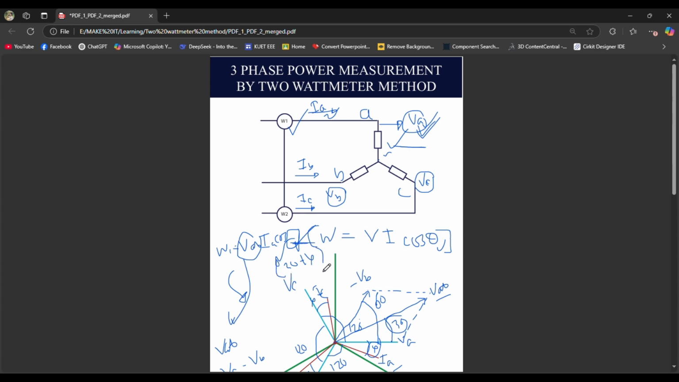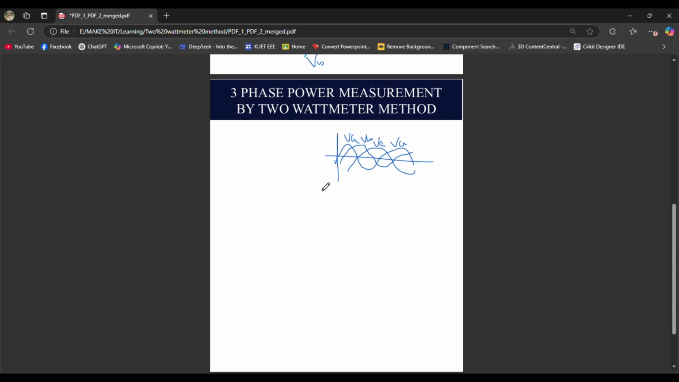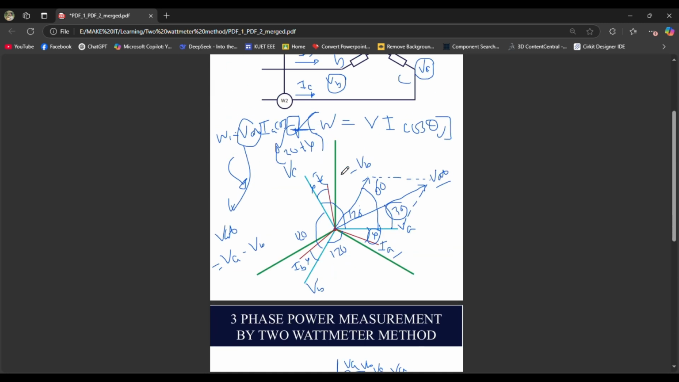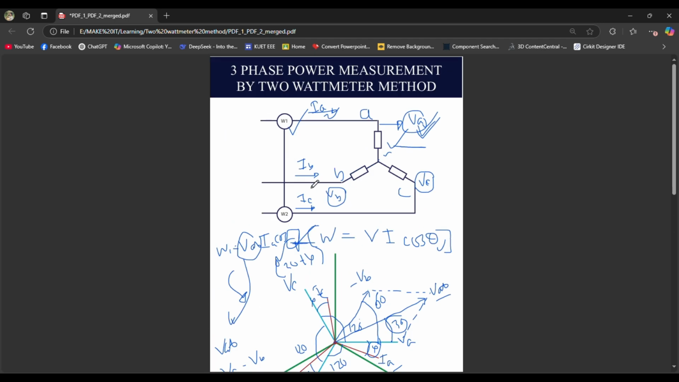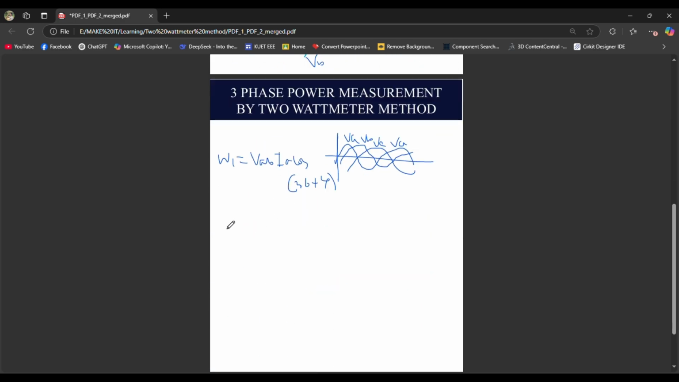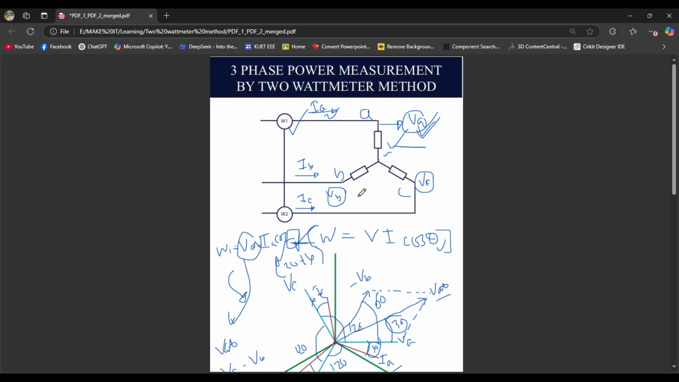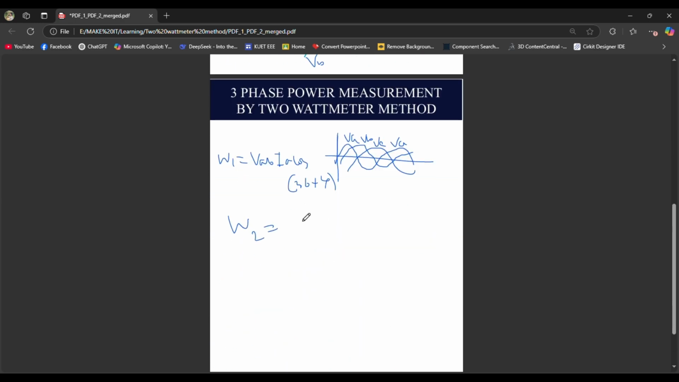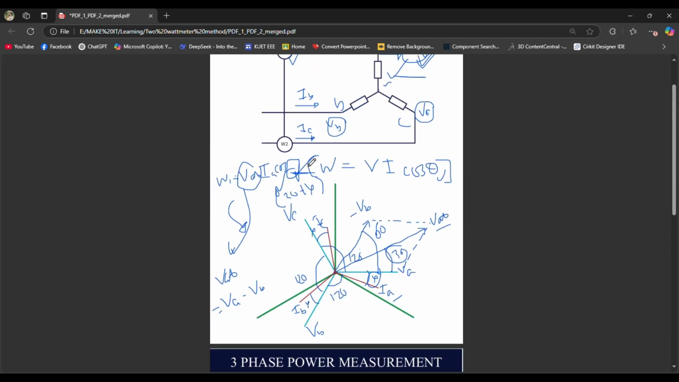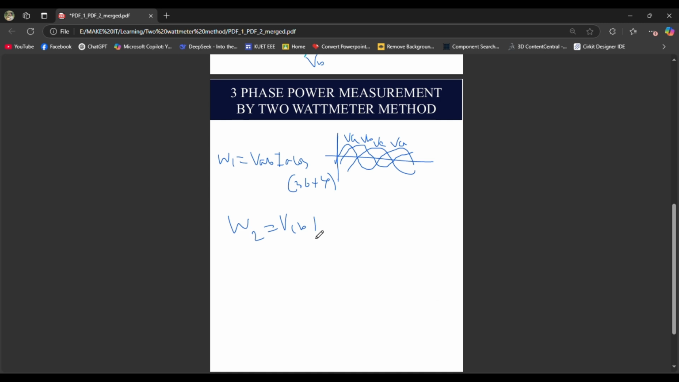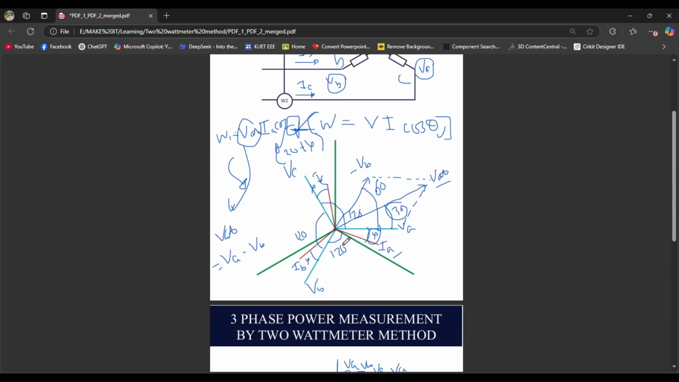So now what we have come to know till now: W1 is equal to VAB into IA into cos(30 plus phi). This is it for now for W1. And what will it be for W2? W2 will measure the voltage between the C and B points. So the voltage will be VCB, and the current flowing through W2 is IC, and obviously we have to get the angle between VCB and IC from this vector diagram.